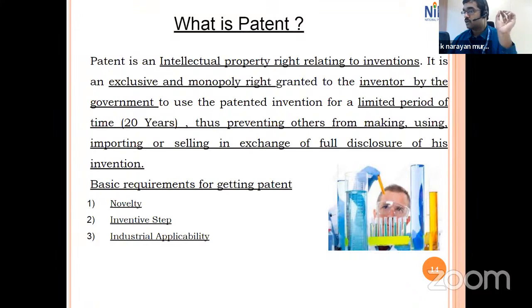So the basic three requirements for getting a patent are novelty, inventive step, and industrial applicability. What is novelty? Novelty is the newness of the invention. Inventive step is technical advancement over the previously existing invention. Industrial applicability, as the name suggests, is whether it is applicable in industry or not. So 99.9% of inventions which come to our table are industrially applicable in nature, so there is no problem in that.